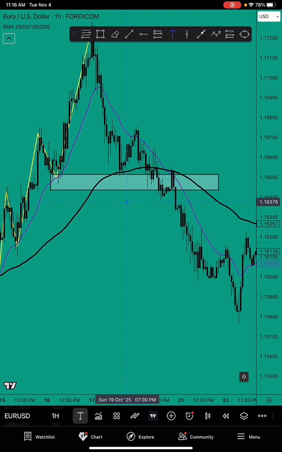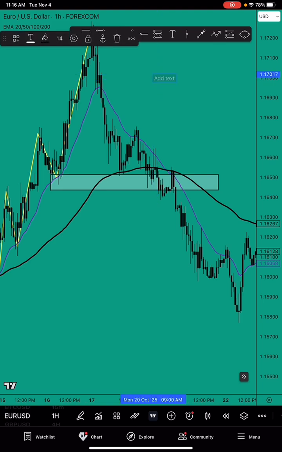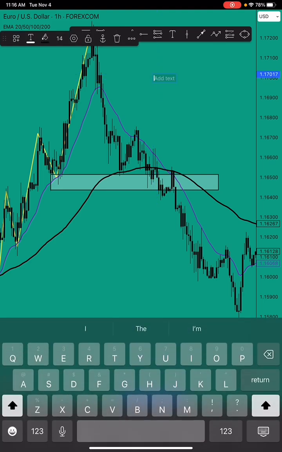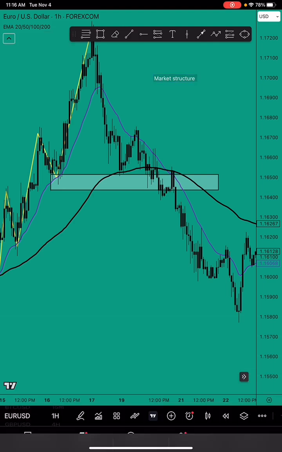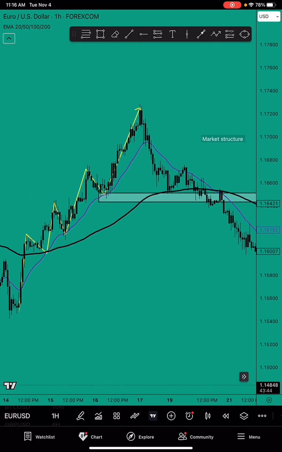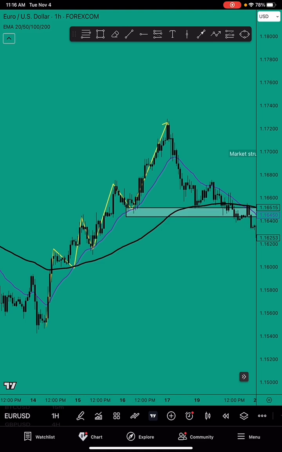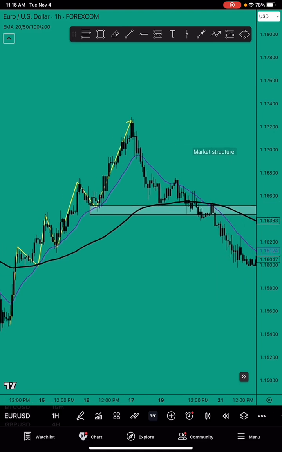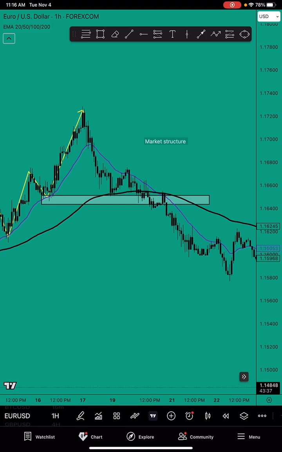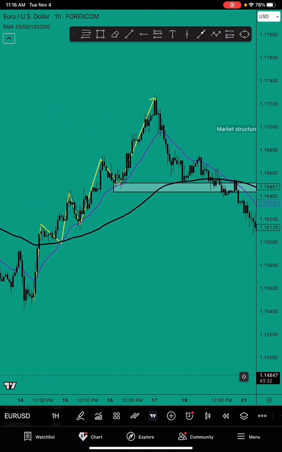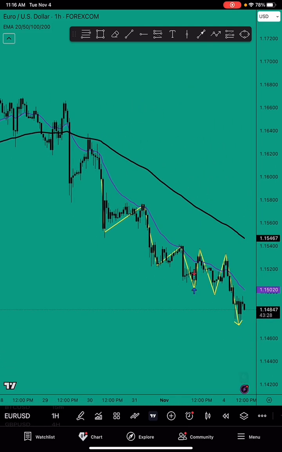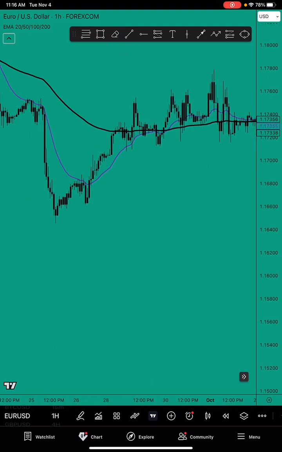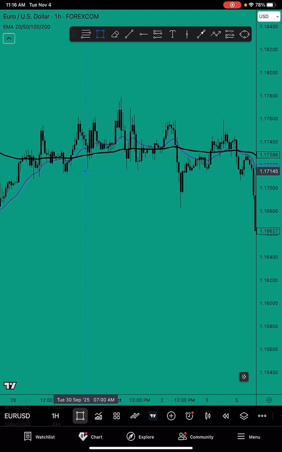But this has been a good crash course into market structure. Just watch this video as many times as you need. If there's anything that you don't understand about market structure, if I did not explain it right, of course, you can DM me, you can ask me questions, you can leave them in the comments below. But this is how you understand market structure. This is how you can find an uptrend. This is how you can find a downtrend. And this is how you can spot consolidations.